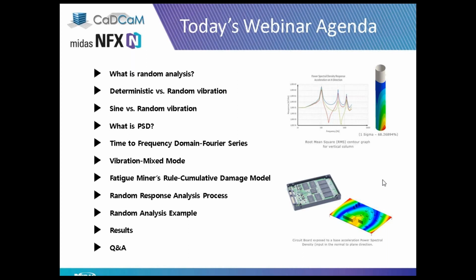We will discuss fatigue, which is one of the outcomes of random vibration, about the Miner's rule and cumulative damage model, and the random response analysis process. In order to do an analysis, a random analysis example will also be given during this webinar. We will show and present the results and of course allocate some time for Q&A.